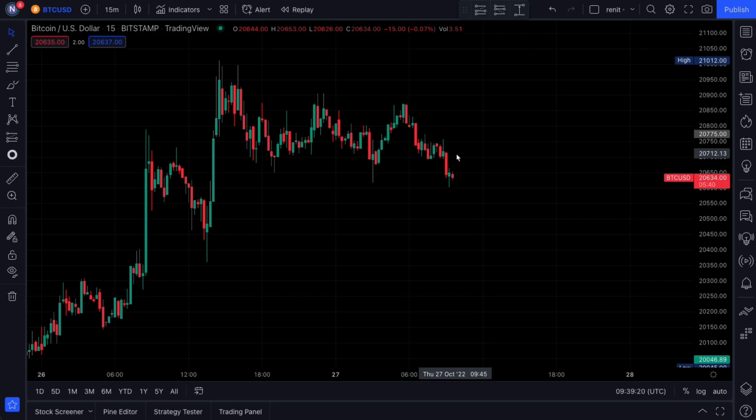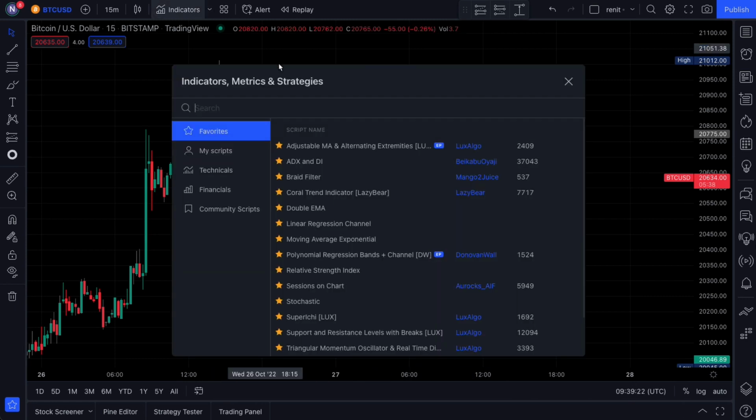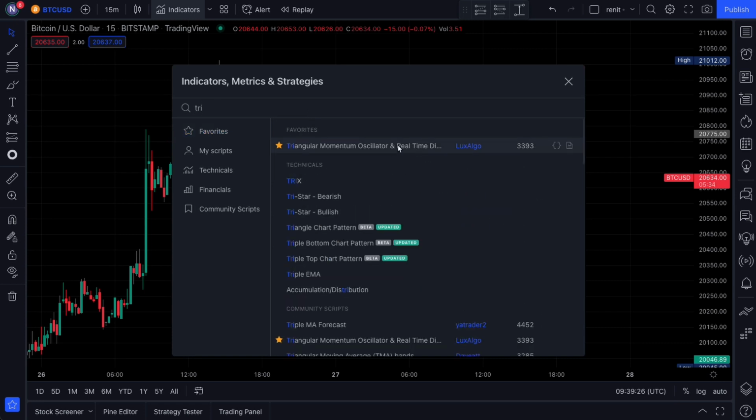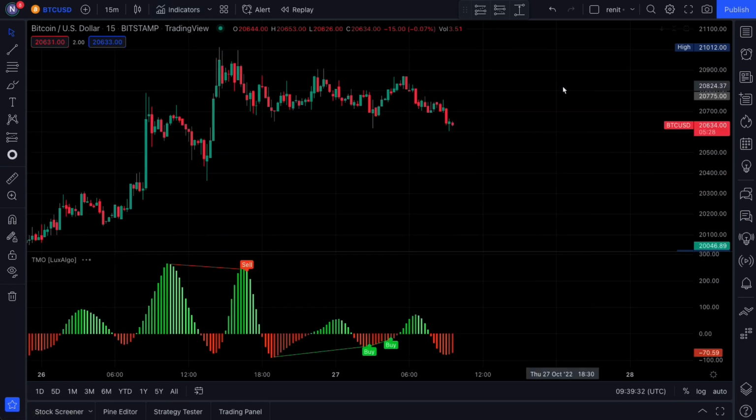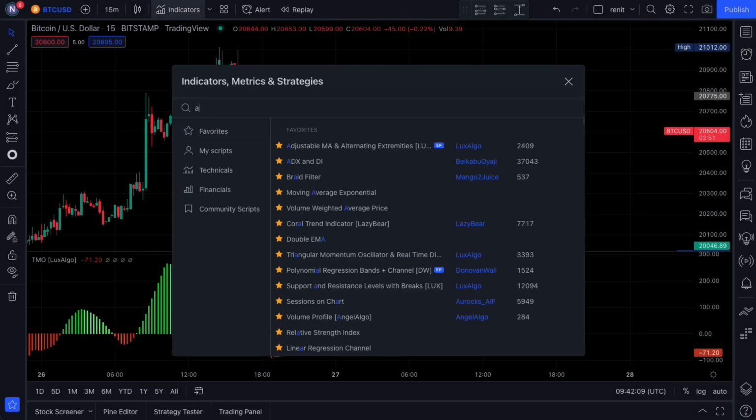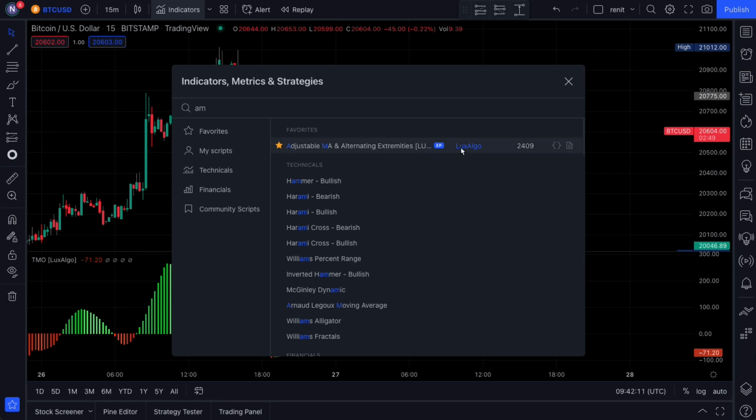Okay, so once you have your chart and time frame set up, you're going to head up to the top to the indicator tab. Then search for our first indicator called the triangular momentum oscillator. You'll know if it's the correct one because its developer and publisher will be Lux Algo. Now for our second indicator, head back to the indicators tab and search for adjustable moving average. And it's this one right here by Lux Algo.